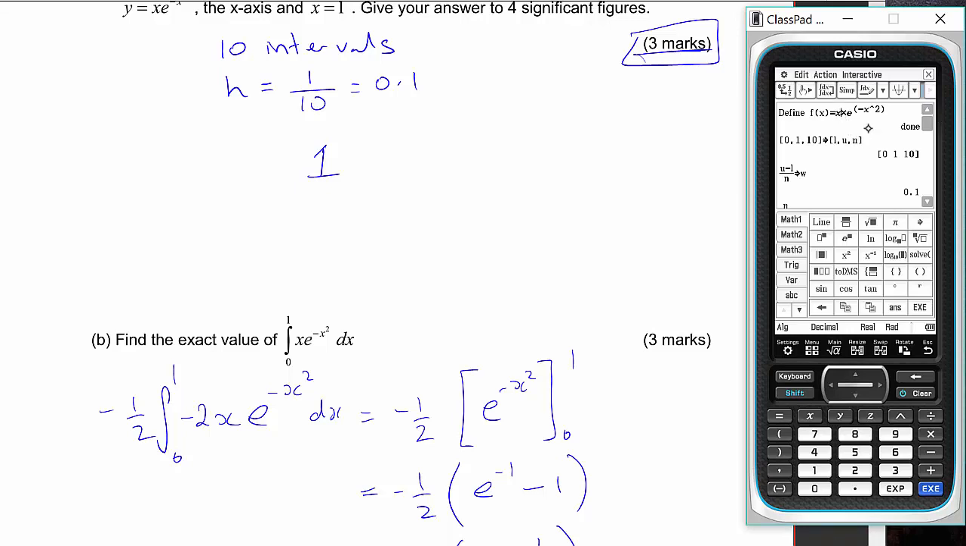So maybe I need to make sure I've used the right type of x. x e to the negative x squared. Okay, we've got all that. 0, 1, 10. Let's just give it another go. That's better. It seems to have worked now. So my Simpson's is 0.3161. They want 4 significant figures.